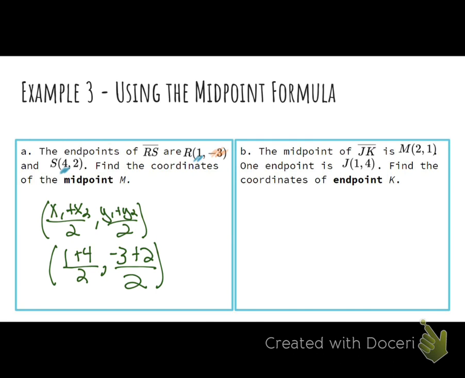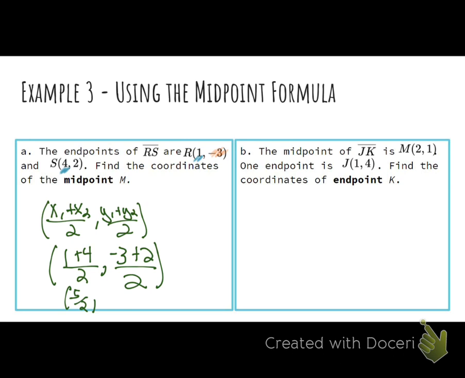So again, I just took the x coordinates, the first one in each set of parentheses, 1 and 4. I added them together and divided by 2. And then I take my y coordinates, -3 and 2. I add them together and divide by 2. So 1 plus 4 is 5, so 5 divided by 2, comma, -3 plus 2.